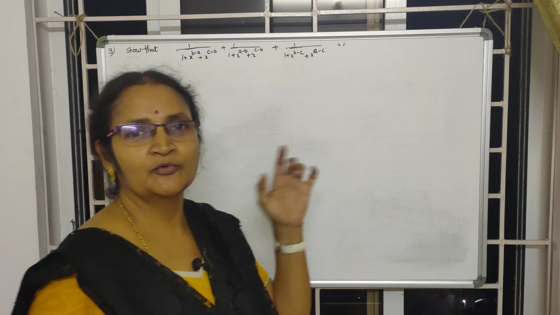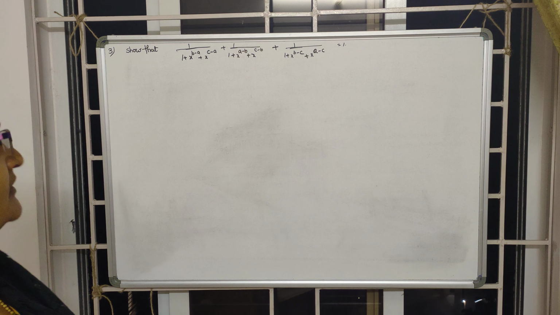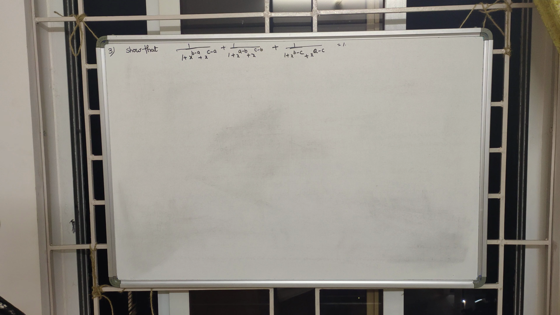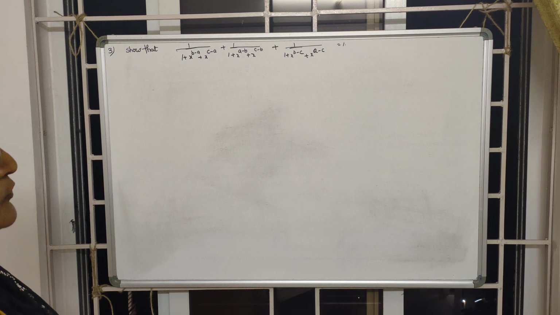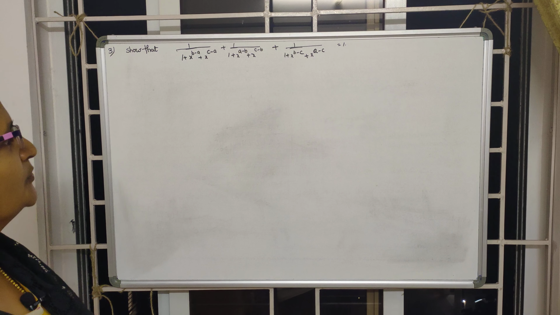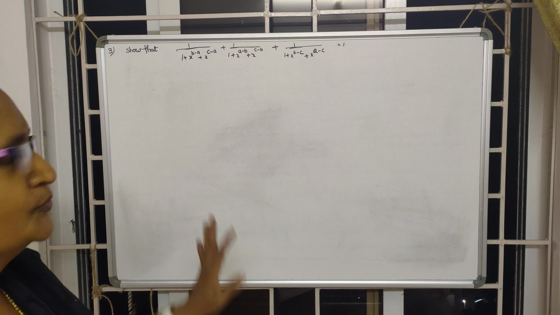Everyone, let us see a few more examples based on laws of exponents. Show that 1 by (1 + x^(b−a) + x^(c−a)) + 1 by (1 + x^(a−b) + x^(c−b)) + 1 by (1 + x^(b−c) + x^(a−c)) equals 1. We are supposed to prove this.